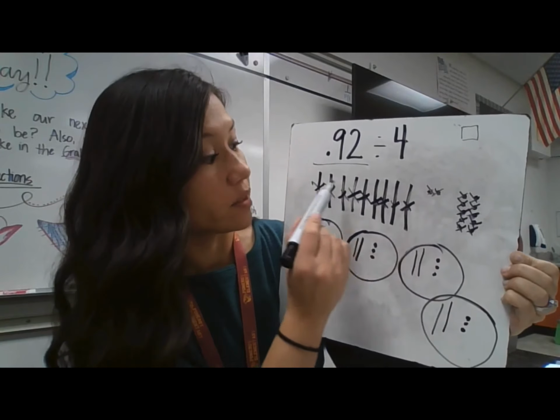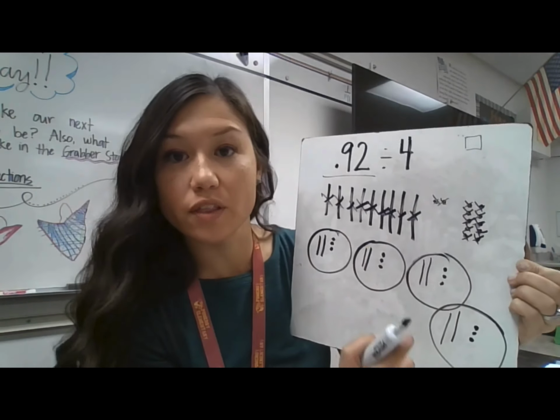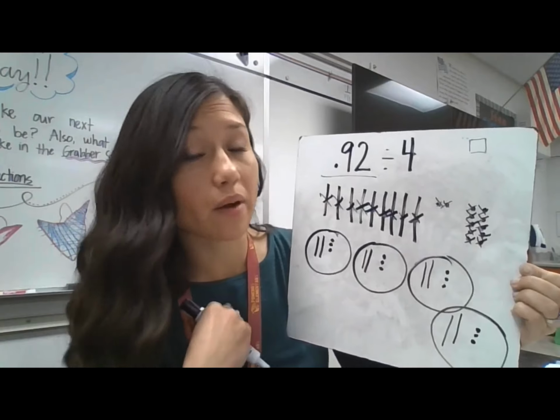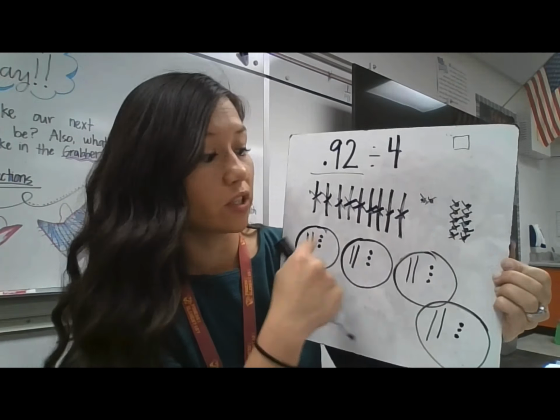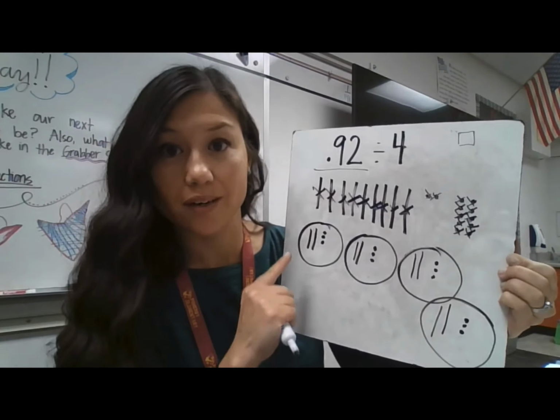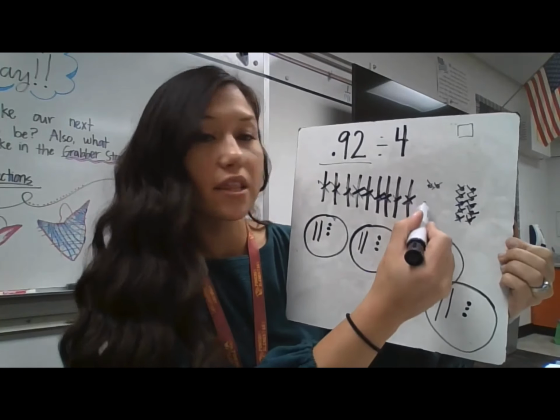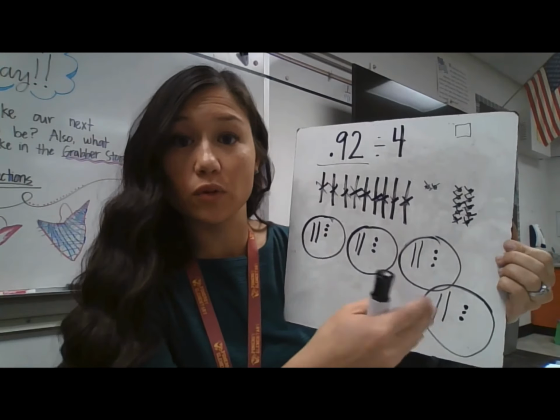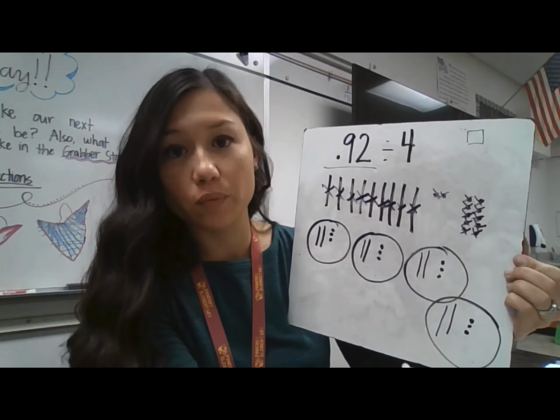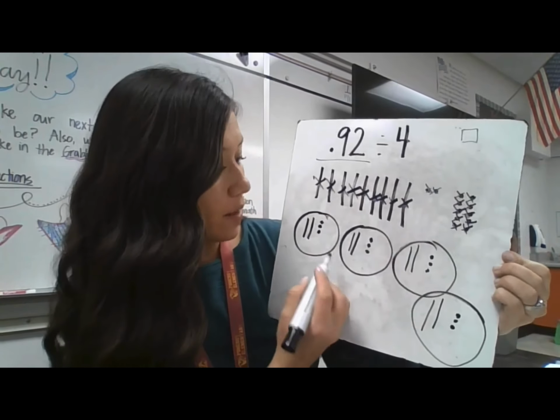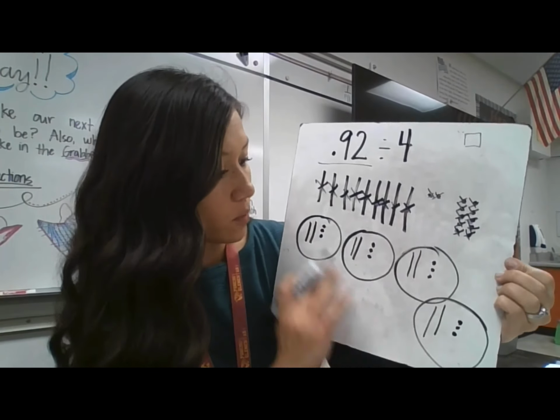And I can see that I've distributed everything in my model. I know now that I'm not going to have a remainder because I was able to distribute everything. I have equal groups here. If I were to have anything left here that I couldn't evenly distribute, that leftover amount would become the remainder. In this problem, I can see that everything's been distributed evenly.